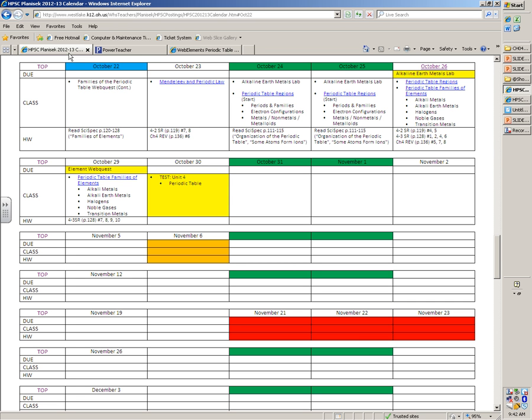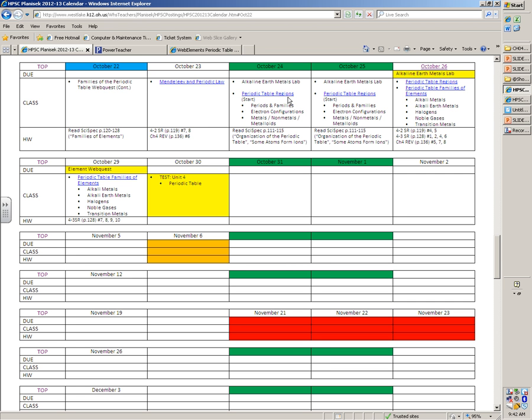All right. As far as the calendar goes, on Tuesday of this week, we did Mendeleev and periodic law, and we started talking about how Mendeleev put his periodic table together, and some of the things that he started seeing. Then, yesterday, actually Wednesday for you guys, we did the Alkaline Earth Metals Lab.